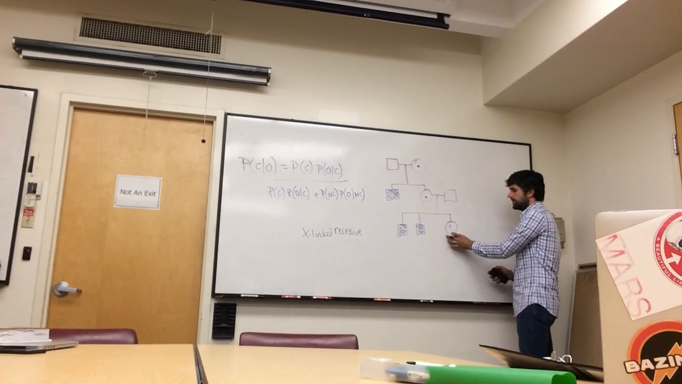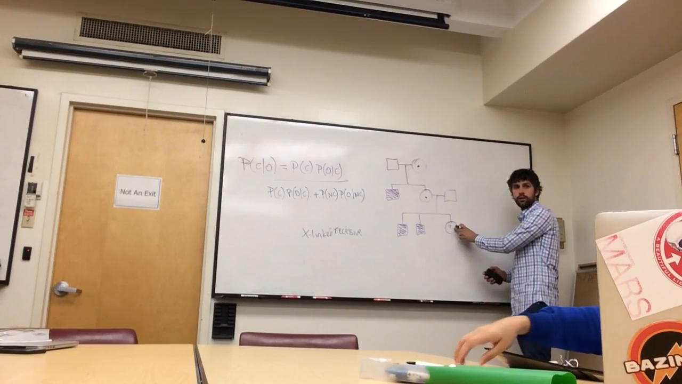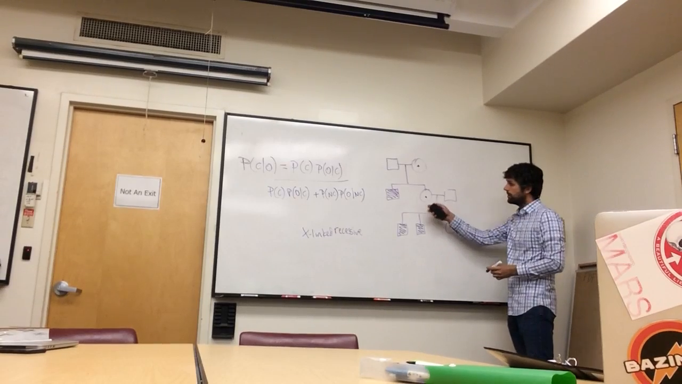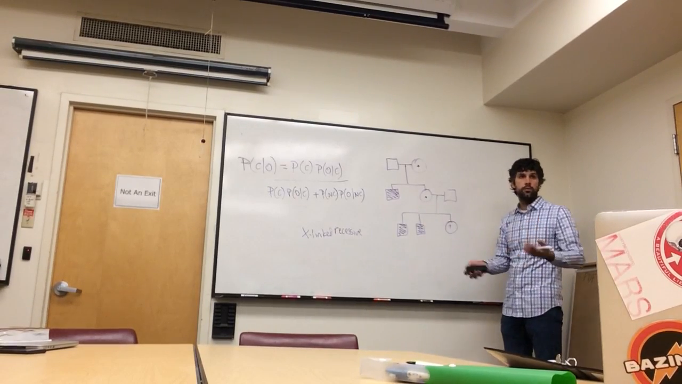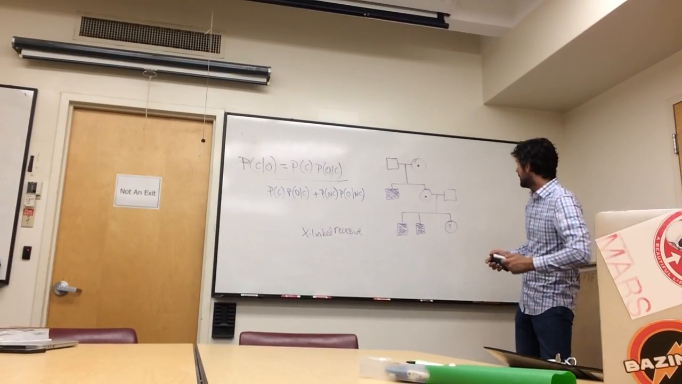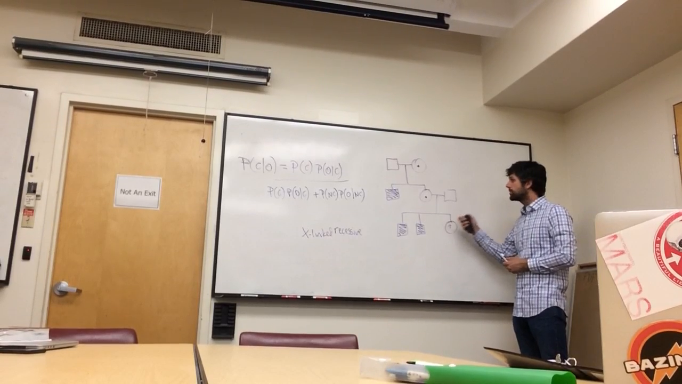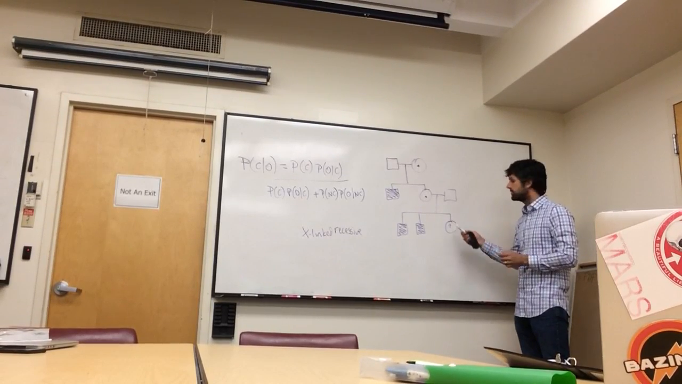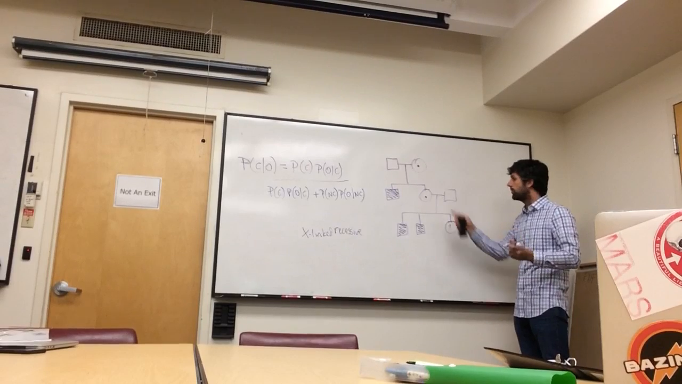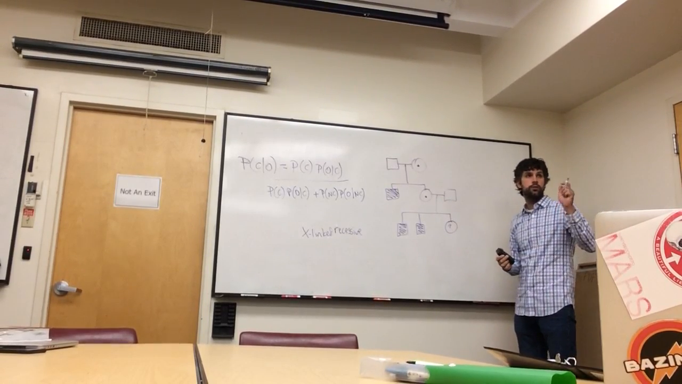So the question that we're asking here is, what's going on with this individual? What is the probability that she is a carrier? Because her mom is heterozygous, and so her mom could pass on the good allele, or her mom could pass on the bad allele. So what's the probability that she is a carrier, based on what we know here? Wow. Do you guys all agree with that?